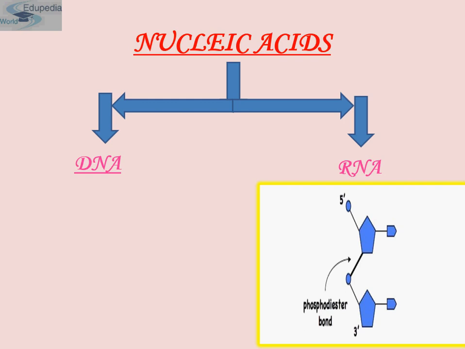The sugar found in polynucleotides is either ribose, which is a monosaccharide pentose, or 2-deoxyribose. A nucleic acid containing deoxyribose is called deoxyribonucleic acid, that is DNA, while that which contains ribose is known as RNA or ribonucleic acid.